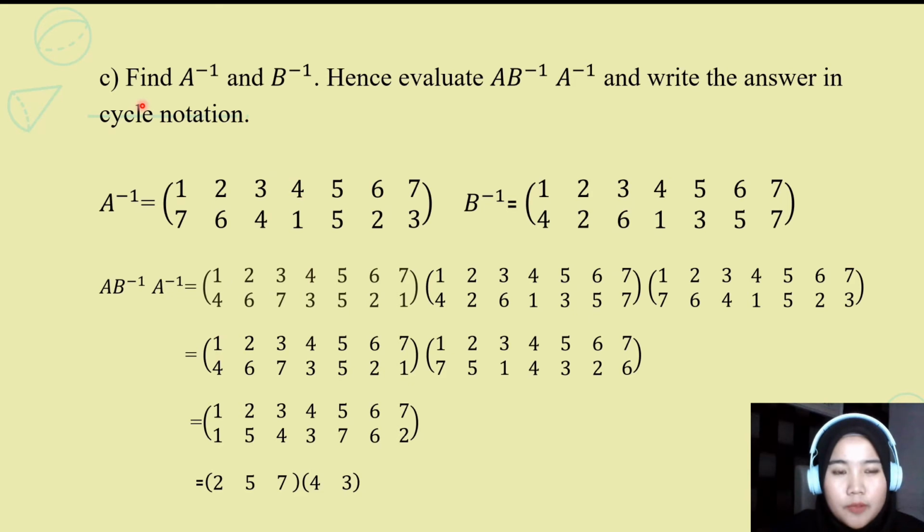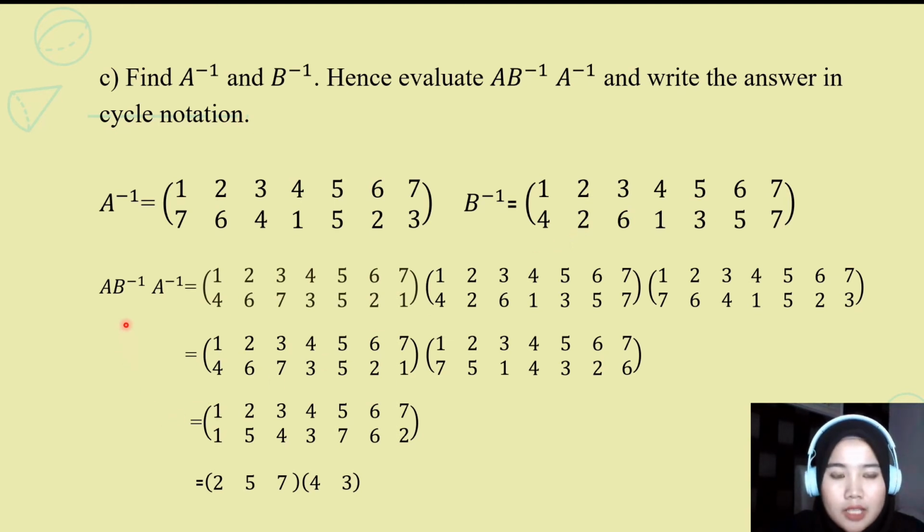Okay, next we move to the next question. We need to find A inverse and B inverse. Hence, evaluate A B inverse A inverse, and write the answer in cycle notation. So we got A inverse like this: 1 to 7, 2 to 6, 3 to 4, 4 to 1, 5 to itself, 6 to 2, and 7 to 3. Next, B inverse: 1 to 4, 2 to itself, 3 to 6, 4 to 1, 5 to 3, 6 to 5, and 7 to itself.